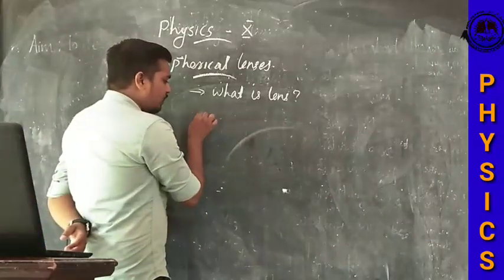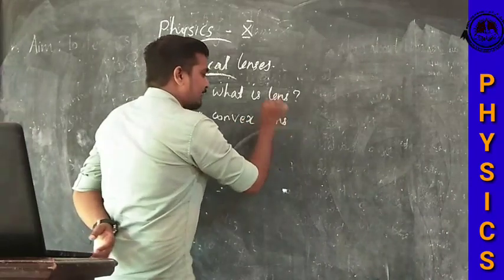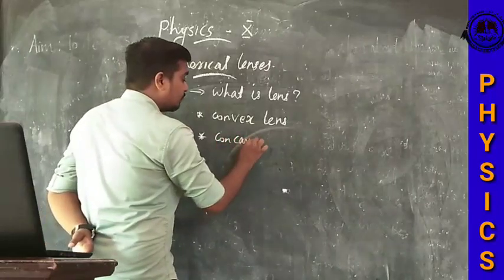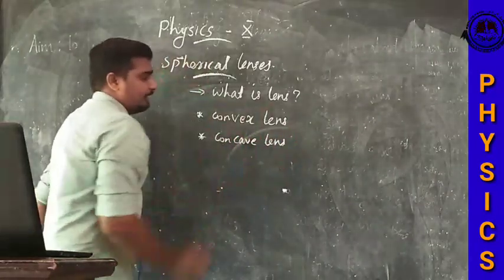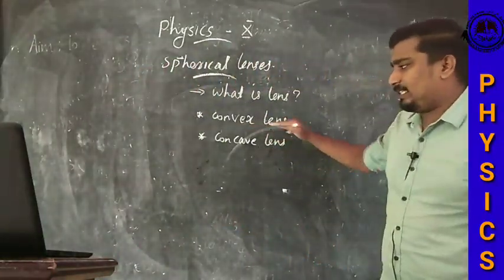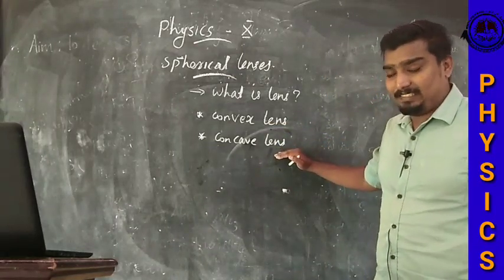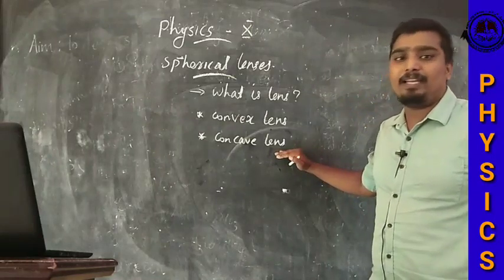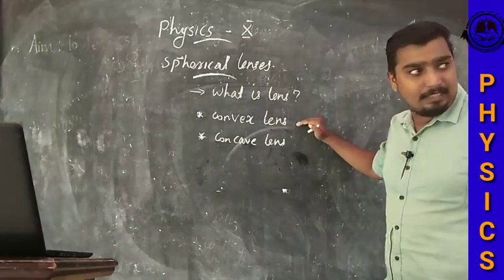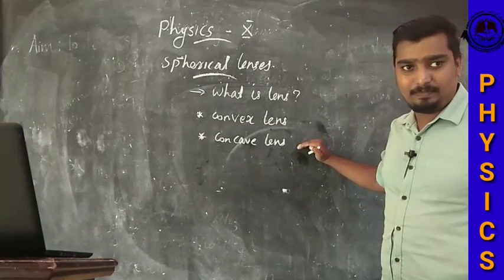One is convex lens, and the second one is concave lens. That is, there are two types of spherical lenses: one is convex lens and the second one is concave lens. Okay, what is a lens? A lens is a transparent medium having a spherical surface, and there are two types of spherical lenses.